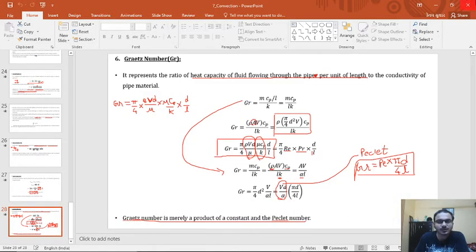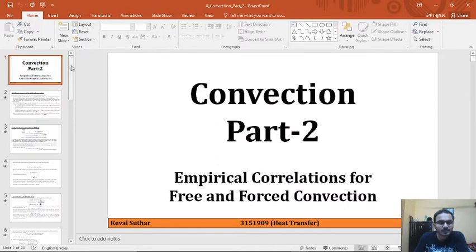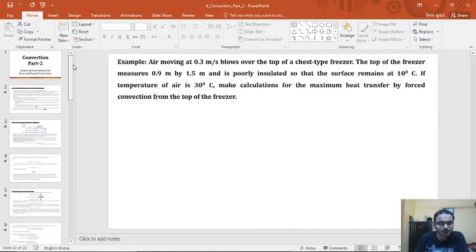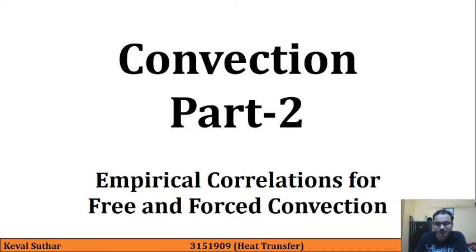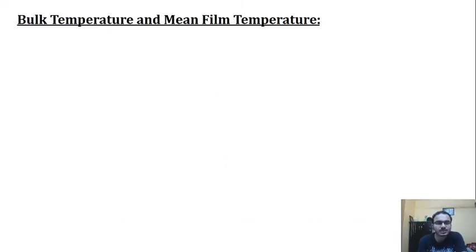And now we will begin our new topic, that is convection part 2. Our part 2 is about empirical correlations for free and forced convection. So this entire chapter is all about various formulas that will be used for obtaining the heat convection coefficient as well as the heat flow rate in case of free and forced convection. Our first theory is bulk temperature and mean film temperature.